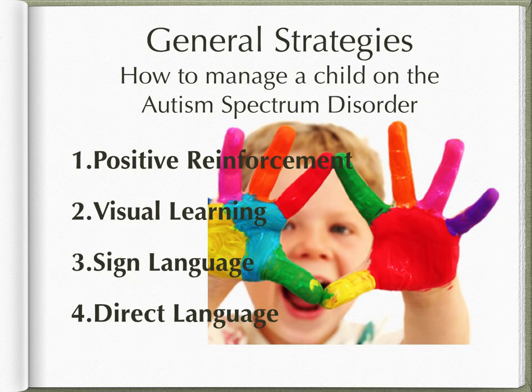Like I said earlier, the goal of this module is to describe to you some general strategies on how to manage your autistic child at home. So there are 4 common general strategies that you could use. First, positive reinforcement. Second, visual learning. Third, sign language. And finally, direct language. So let's get more in depth in each of those strategies.